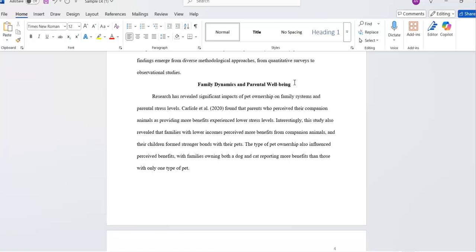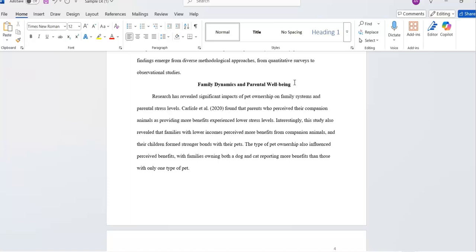You do not really need to transition because you've got a level 1 heading talking about your next topic, which is family dynamics and parental well-being. So you're going to launch into this first little bit. You're going to explain that topic. Research has revealed significant impacts of pet ownership on family systems and parental stress levels.